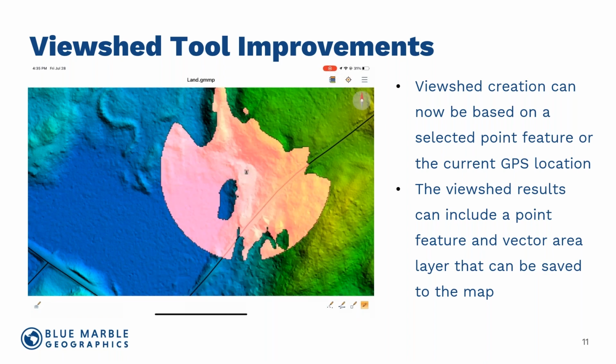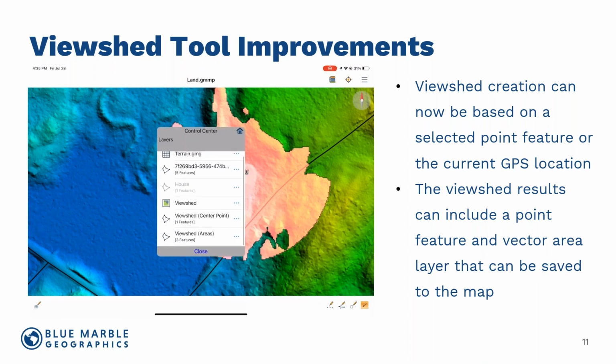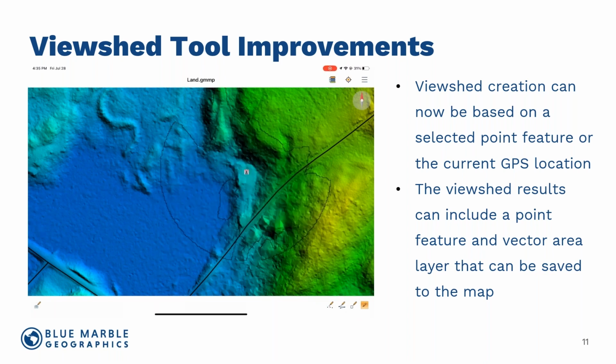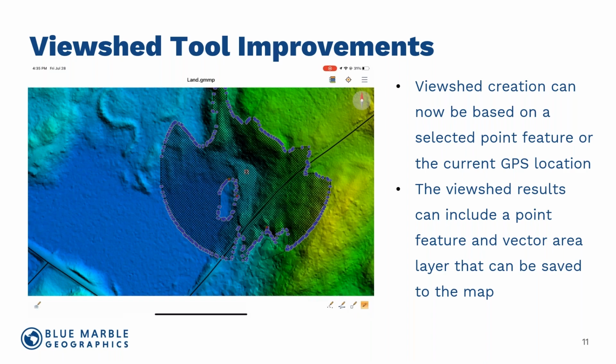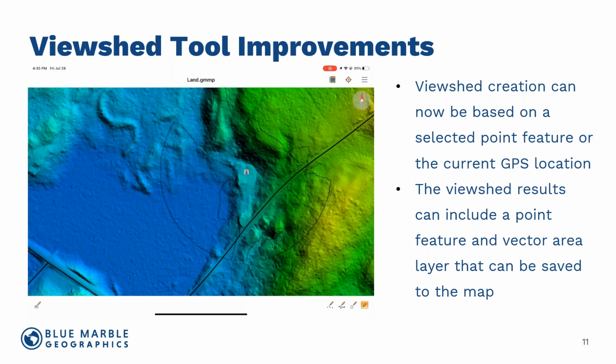Additionally, in conjunction with using that GPS location, the Viewshed results are not only captured as a raster layer as they were in previous versions of this tool in Global Mapper Mobile Pro. A vector feature can be created here, and with that comes some of those attributes that are associated, those settings that you would have set up as you're creating this Viewshed. And a point feature is created at that transmitter location. And this is particularly useful if you are using your GPS location as opposed to a selected point feature in order to start the creation of this Viewshed.